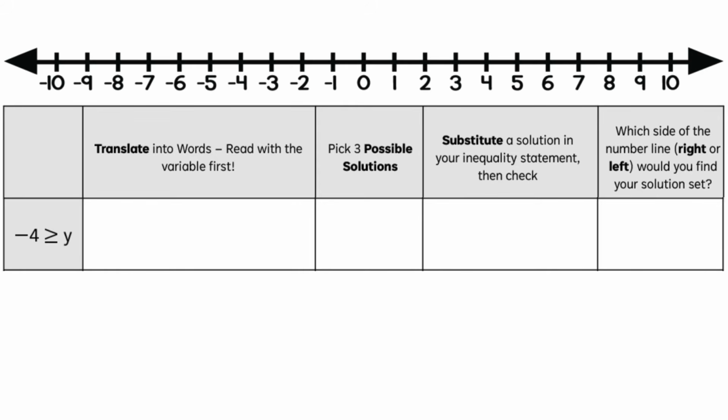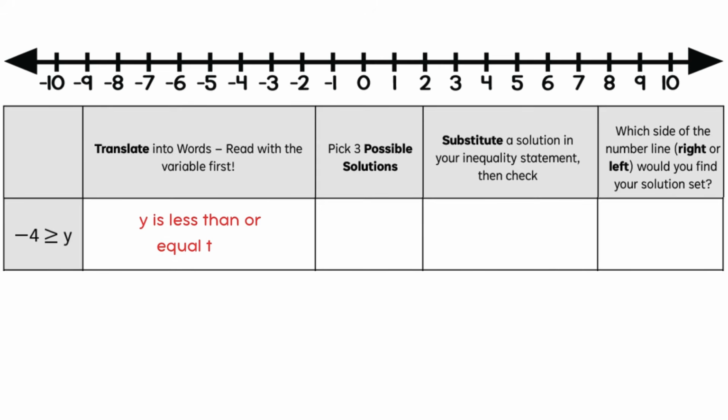Read with the variable first. Y is less than or equal to -4. So you want to write that out first. Y is less than or equal to -4. Then let's pick 3 possible solutions. Instead of me saying y, I am going to say solutions. Our solutions are less than or equal to -4.